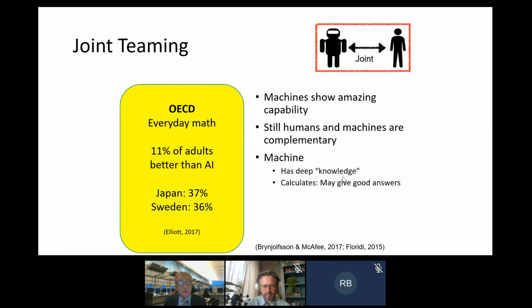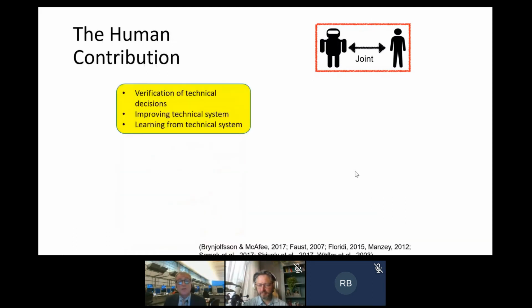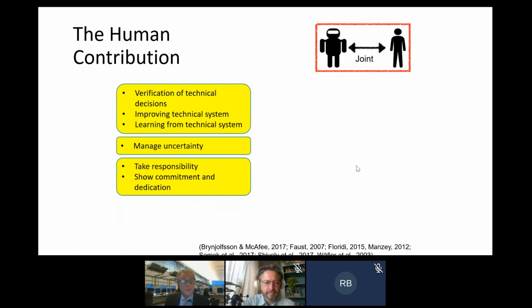The machine has a deep knowledge, calculates, may give good answers, and the human has a cross-linked knowledge, thinks, may ask good questions as well. So that's the joint teaming we do see. What is the human contribution? The human contribution to the joint human-machine system is the verification of technical decision. He can improve technical system, learning from the technical system, and he's very good in managing uncertainty. He takes responsibility, shows commitment and dedication, and of course has some empathy, creativity, and can improvise where needed.